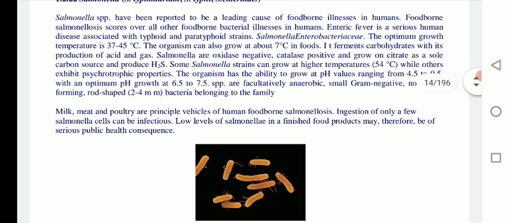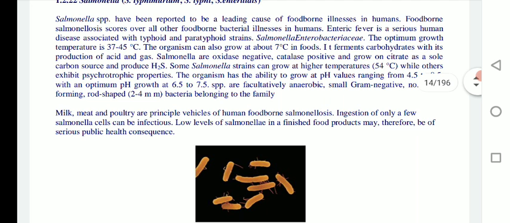Even so, you can see that even in refrigerated foods you can find that Salmonella may be present. It ferments carbohydrate with production of acid and gas. Okay, so this is fermentation with acid and gas, and Salmonella are oxidase negative, catalase positive, and grow on citrate as a sole carbon source and produce H2S.